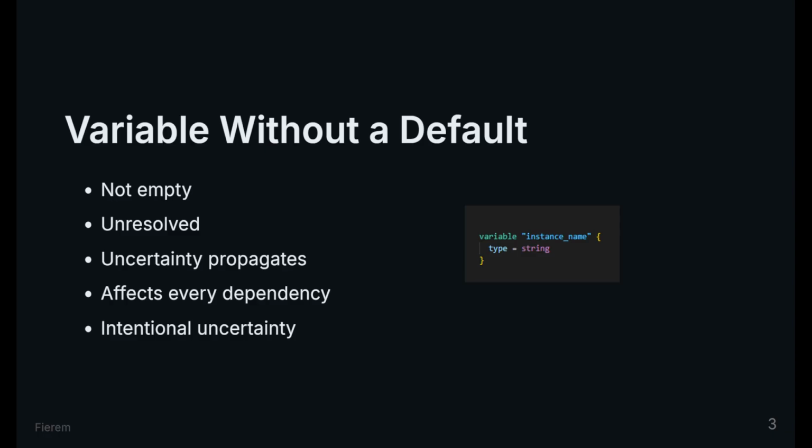Here is a variable with no default. Terraform does not treat this as empty. It treats it as unresolved. That unresolved state travels forward. It affects every place this variable touches. Lack of a default is not neutral. It is intentional uncertainty.